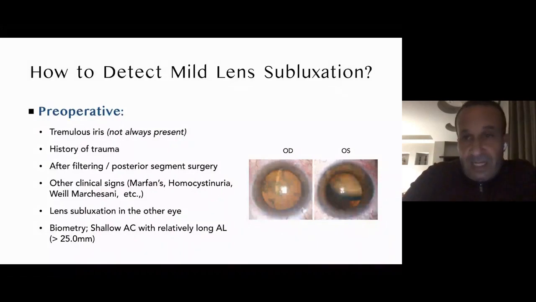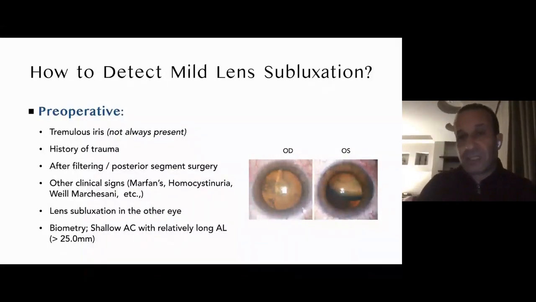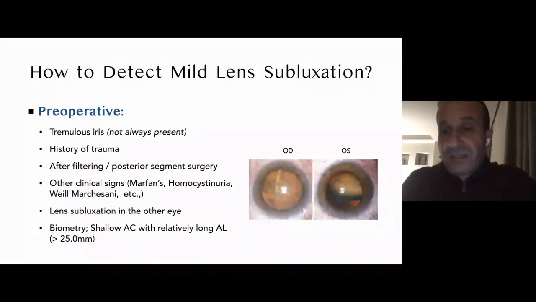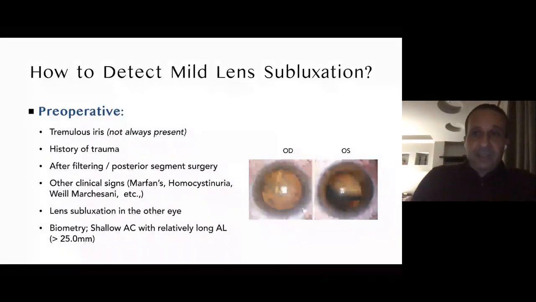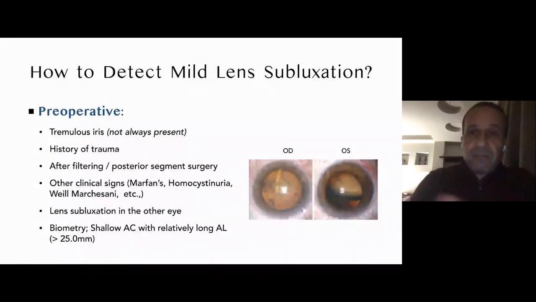So if you find an eye with an axial length beyond 25 millimeters, and at the same time there is a shallow anterior chamber, raise your suspicion that this might have a lens subluxation, even if it is not detectable on slit lamp examination. It might be detectable intraoperatively. So in any case, if you find an axial length beyond 25 millimeters and at the same time a shallow anterior chamber in the range of 2.5, 2.6, 2.7 millimeters, suspect that this eye might have lens subluxation.